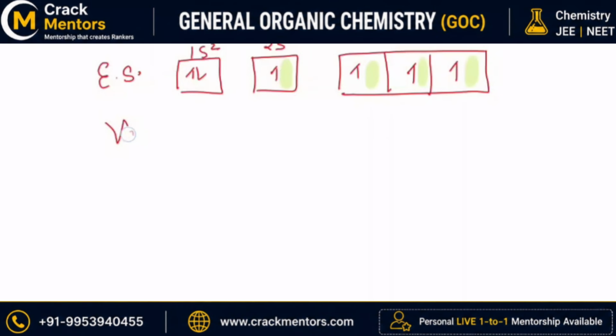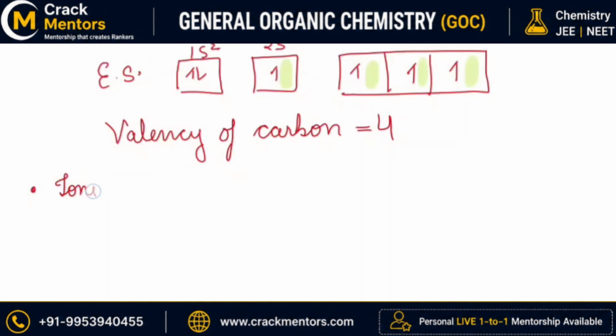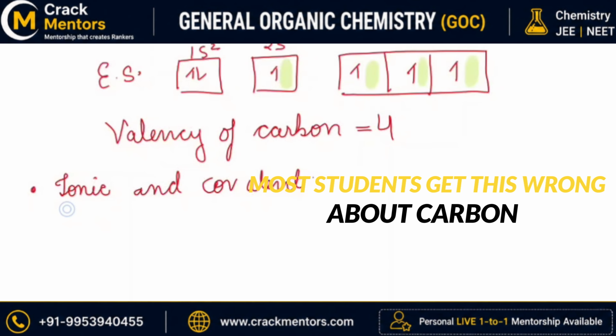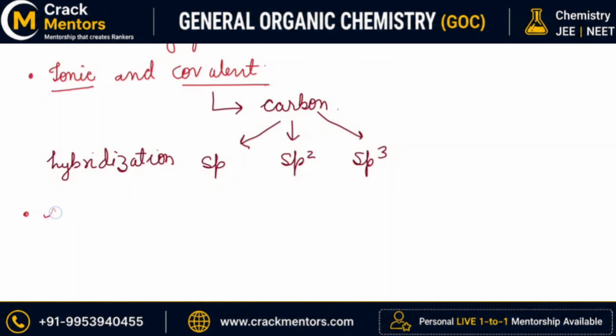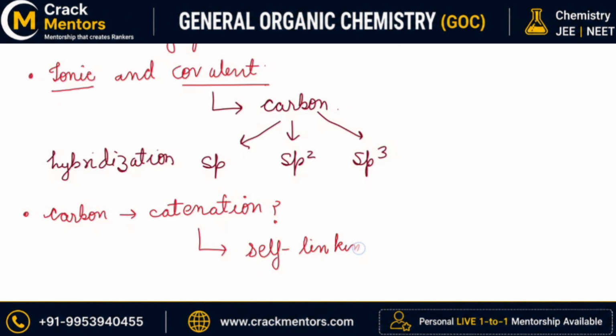The valency of carbon will be 4. You know that there are two types of major bond, that is ionic and covalent. However, in your class 12, you will also read about coordinate bond, but here there are two types, that is ionic and covalent. Because carbon has the property of catenation. Now you must know what this catenation is. This catenation is known as the self-linking property.